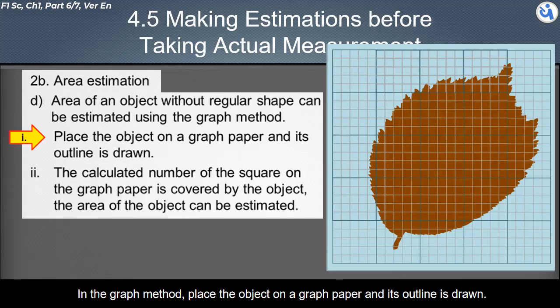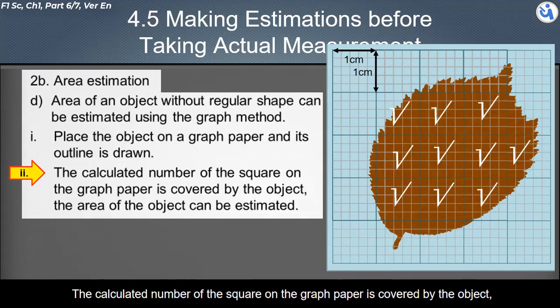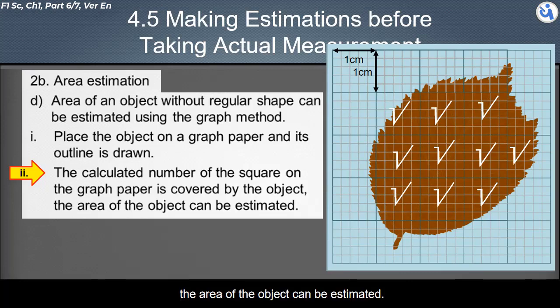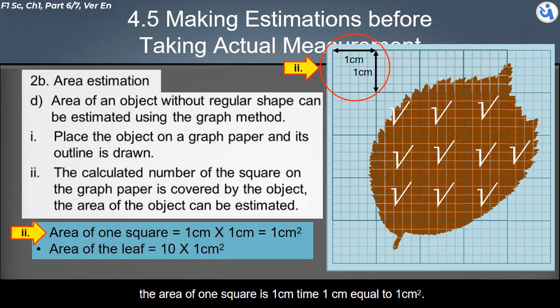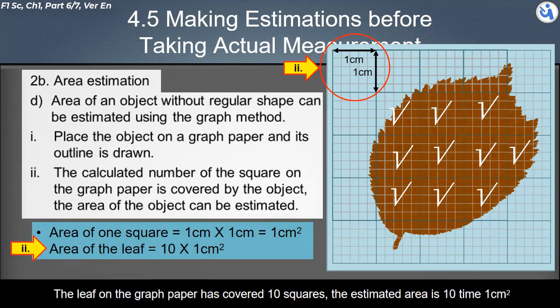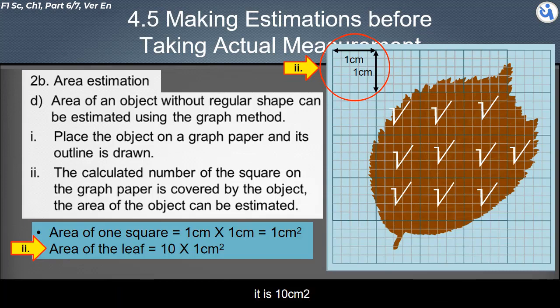In the graph method, place the object on a graph paper, and its outline is drawn. The number of squares on the graph paper covered by the object is counted. The area of the object can be estimated. The area of one square is 1 cm times 1 cm, which is equal to 1 square centimeter. The leaf on the graph paper has covered 10 squares, so the estimated area is 10 times 1 square cm. It is 10 square centimeters.